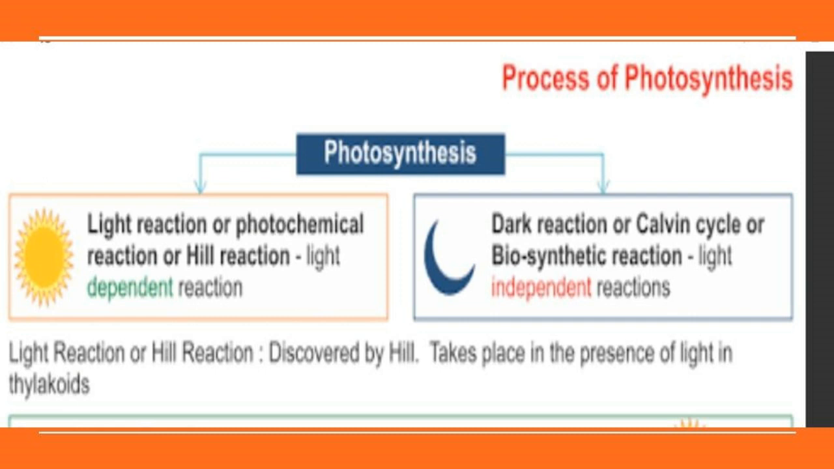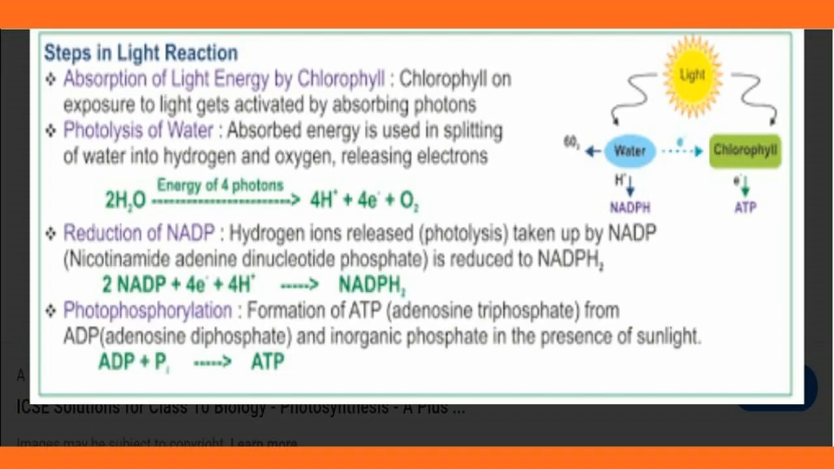Light reaction or Hill reaction, discovered by Hill, takes place in the presence of light. So it is called a light dependent reaction. These are the following steps of light reaction. First one is absorption of light energy by chlorophyll, photolysis of water, reduction of NADP and photophosphorylation.